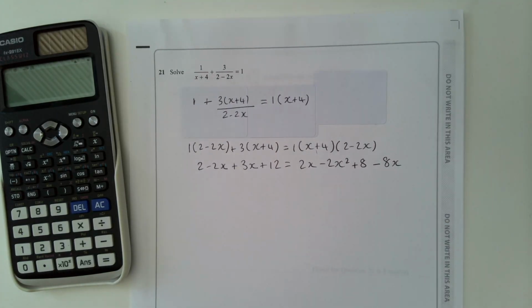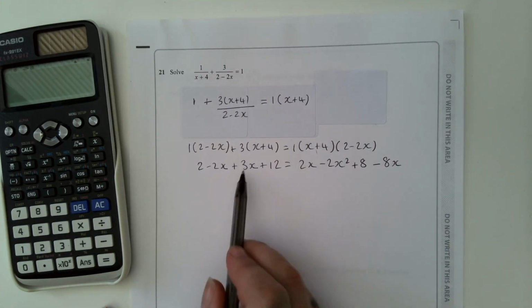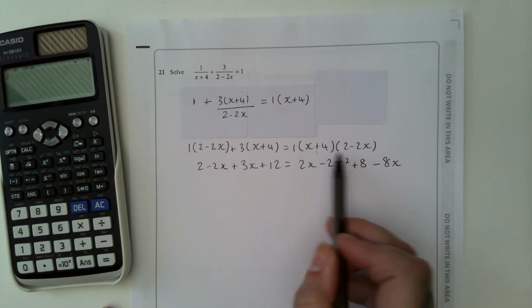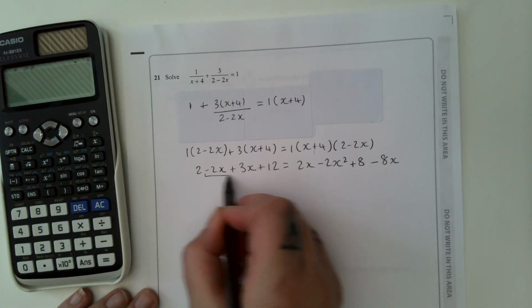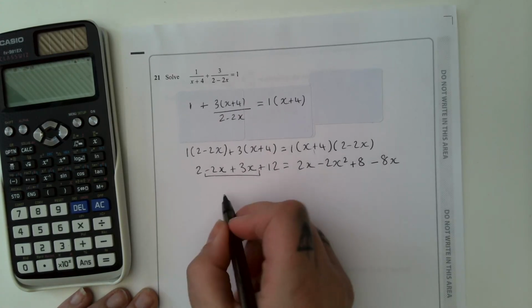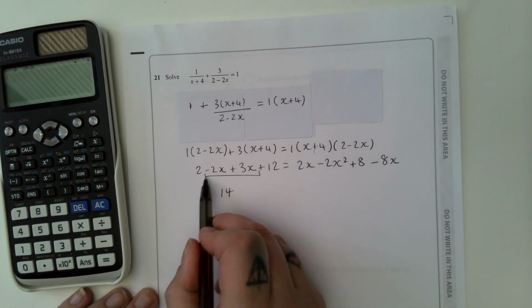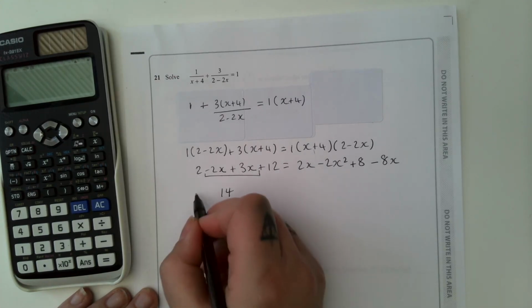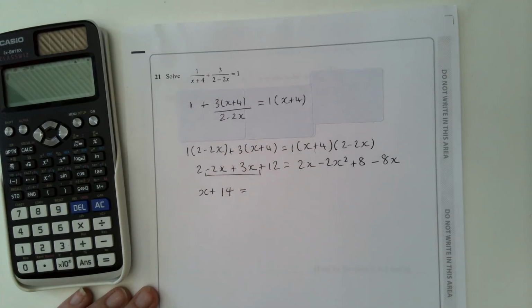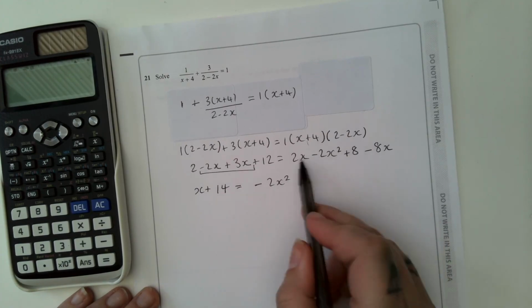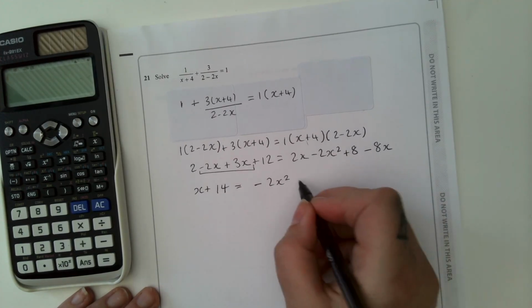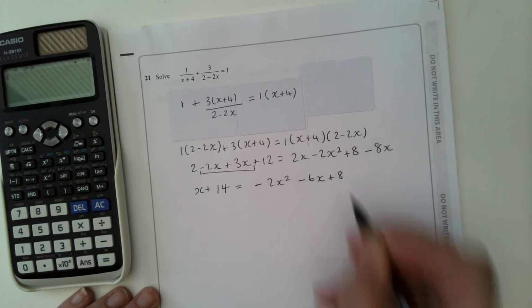Now I'm going to gather everything to the left-hand side, and the reason why I'm gathering everything to the left-hand side is because I don't want a negative x squared term. Okay, so let's just simplify a little first. So we've got 2 plus 12 is 14. Negative 2x add 3x is x. So the left-hand side simplifies to x add 14. The right-hand side simplifies to negative 2x squared, 2x subtract 8x is negative 6x plus 8.